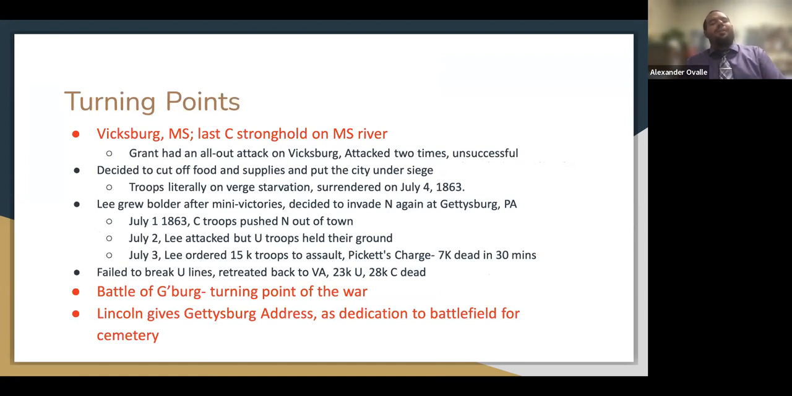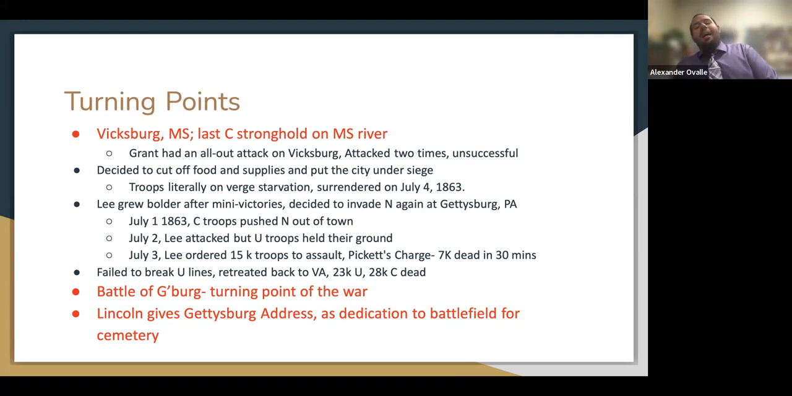So turning points, big turning points. The battles of Vicksburg and Gettysburg. Vicksburg, Mississippi, it was the last Confederate stronghold on the Mississippi River. Grant led an all-out attack on Vicksburg. He attacked 2 times and was unsuccessful both times. He decided to cut off food and supplies and put their city under siege. Nothing in, nothing out. The troops were literally on the verge of starvation, so by July 4th, 1863, they surrendered.